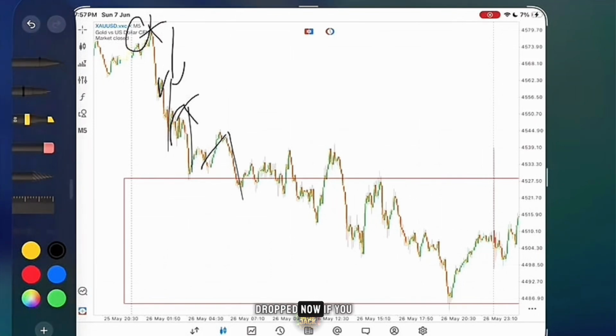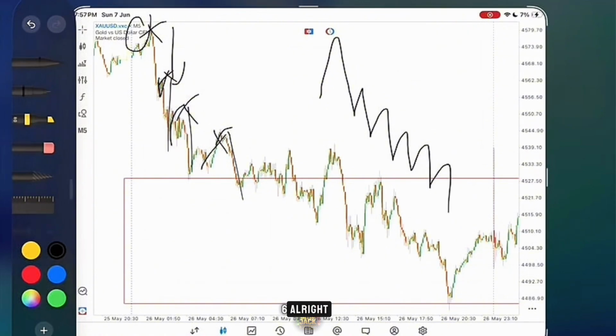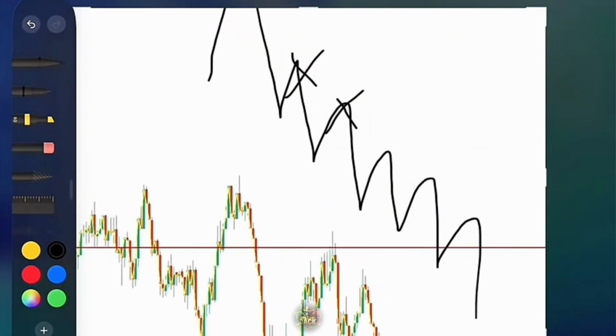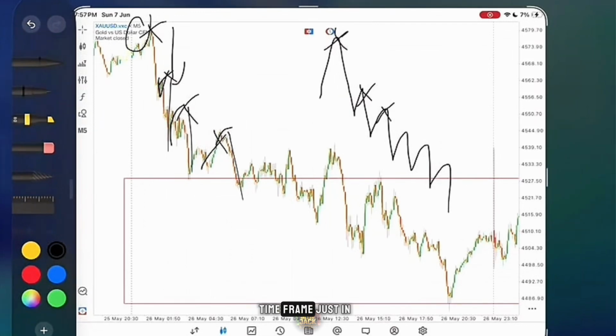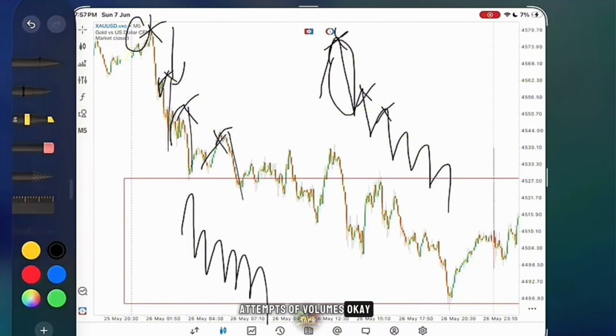Now, if you go to your lower time frame, you can see more candlesticks. It will be clearer for you to identify certain moves. As we know, in H1 we saw this first volume, second volume, third volume. And in the lower time frame, just in this area, we already see many attempts of volumes.